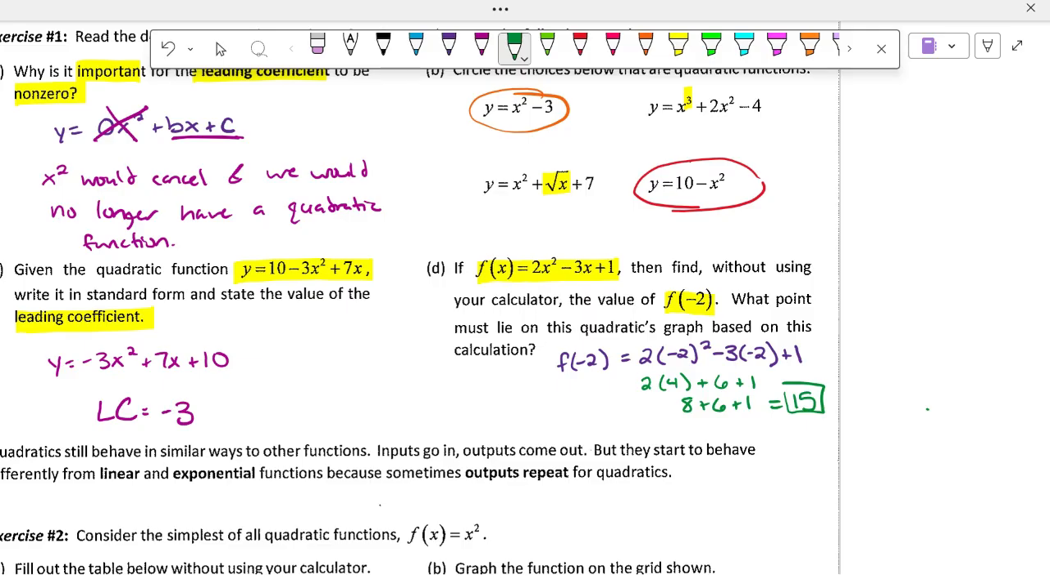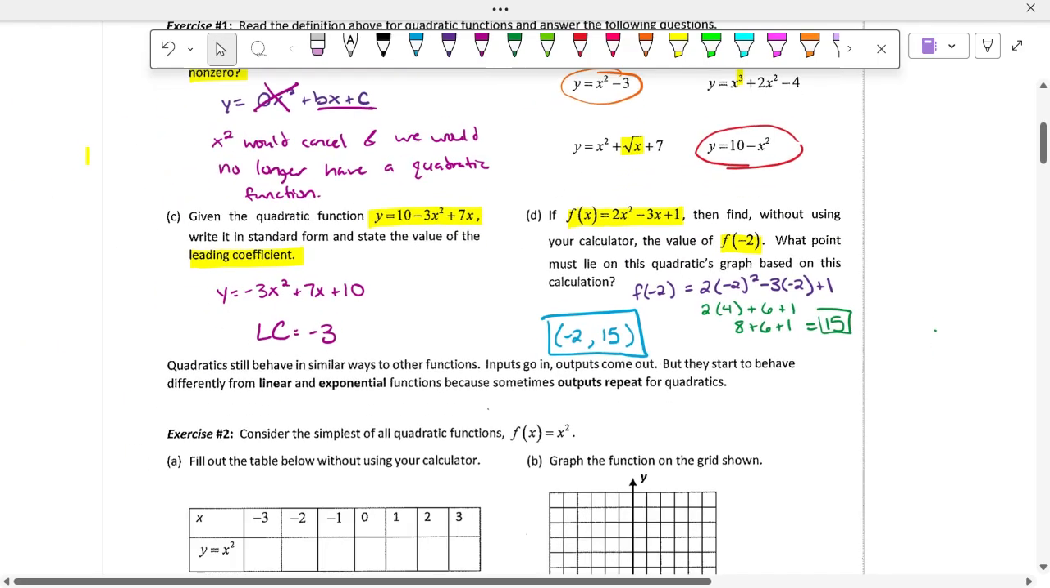Now, that's our output. So if I were to write this as a point, what would the point be? So would 15 be my x or y value here? It's your y, it's your output. What do you think the x value would be? -2. So this would be the point on the quadratic graph.